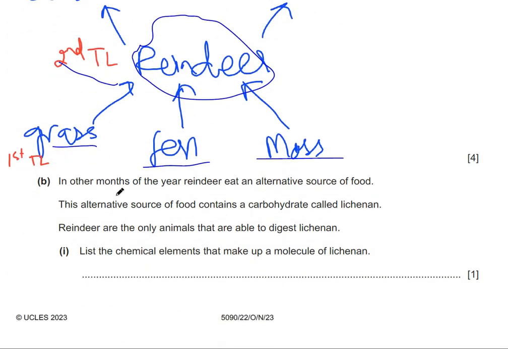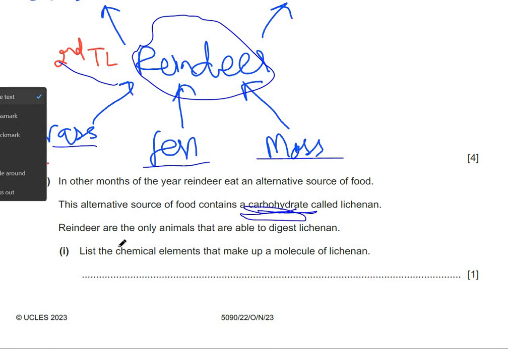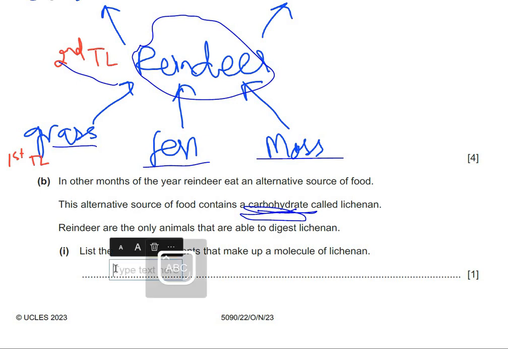So part B says, in other months of the year, reindeer eat an alternative food source. This alternative source of food contains a carbohydrate called lichenin. Reindeer are the only animals that are able to digest it. List the chemical elements that make up a molecule of lichenin. So, lichenin is a carbohydrate, as mentioned in the question. So, what are the components of carbohydrates? We all know that carbohydrates are made up of carbon, hydrogen, and oxygen. So, carbon, hydrogen, and oxygen.